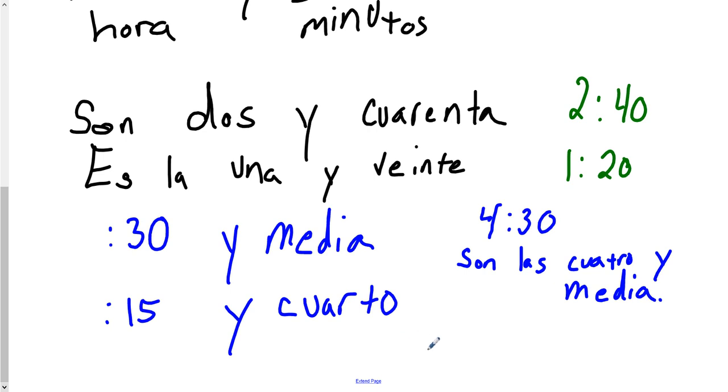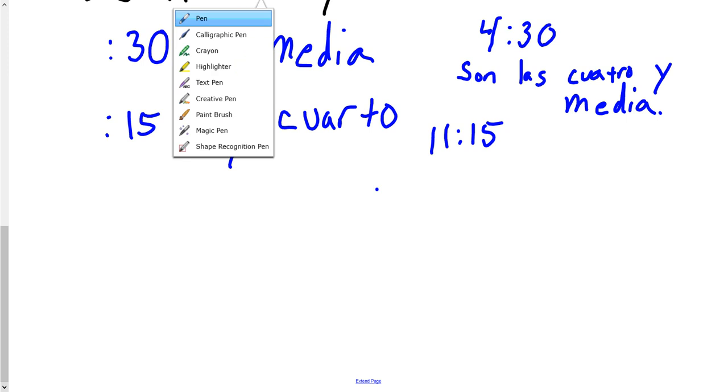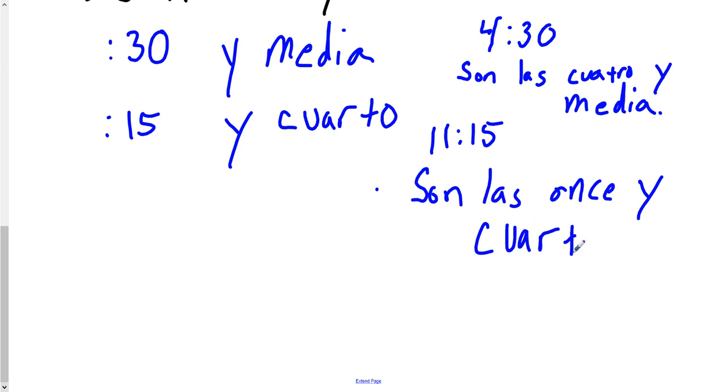Or if I want to say it is 11:15, perdón, I would say son las 11:15. You can use quince, it really doesn't matter on this one. The media, though, is pretty standard. They don't say 30 very often. You also don't absolutely need this las. You can drop it, but I tend to use it.